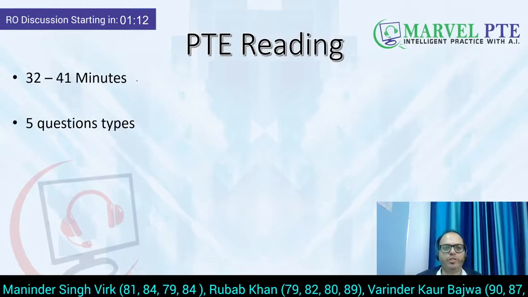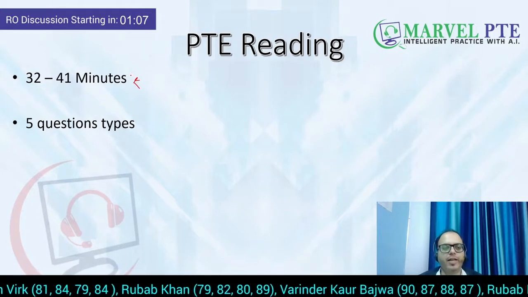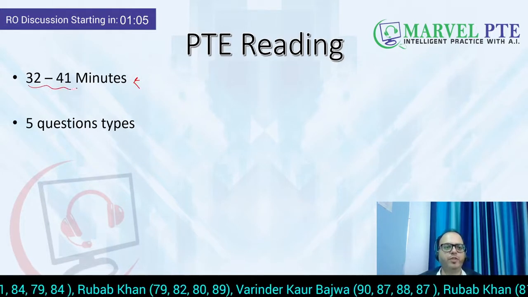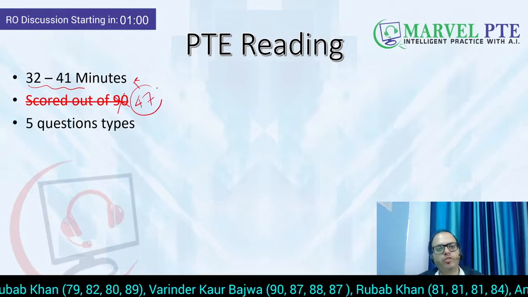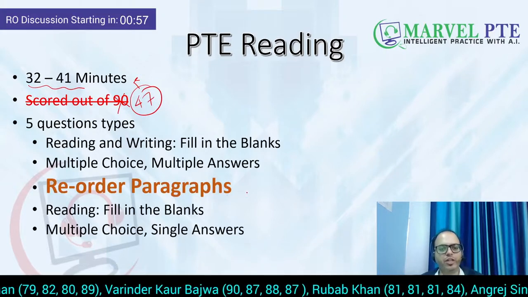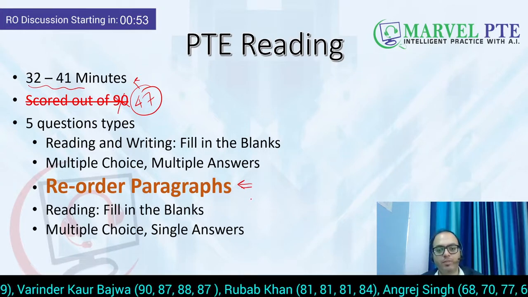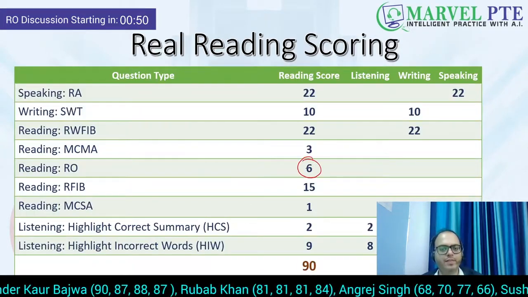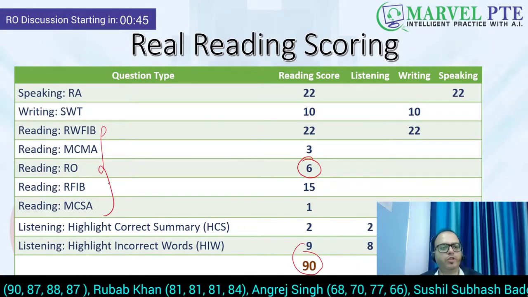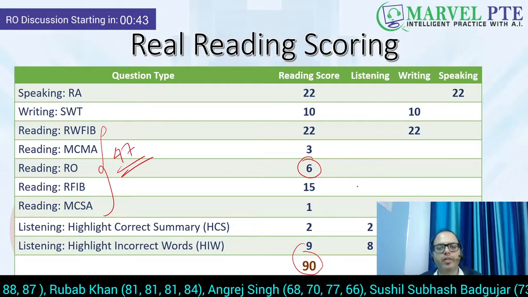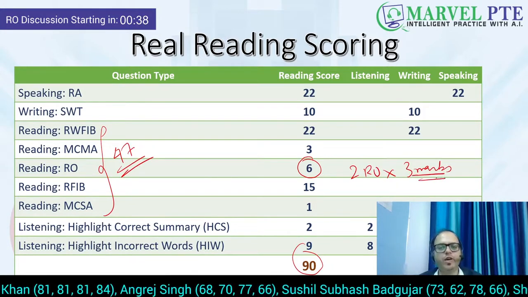Now coming to today's topic, it's reorder paragraph in the reading module. The time you get in the reading module is 31 to 41 minutes, and it is not scored out of 90, it is scored out of 47 marks, and it has 5 question types. The third question type in this order is reorder paragraphs, and it's quite important because it carries 6 marks. The whole reading module is of 47 marks. If you are getting 2 reorder paragraphs, they will be of 3 marks each, right? And these are quite important.